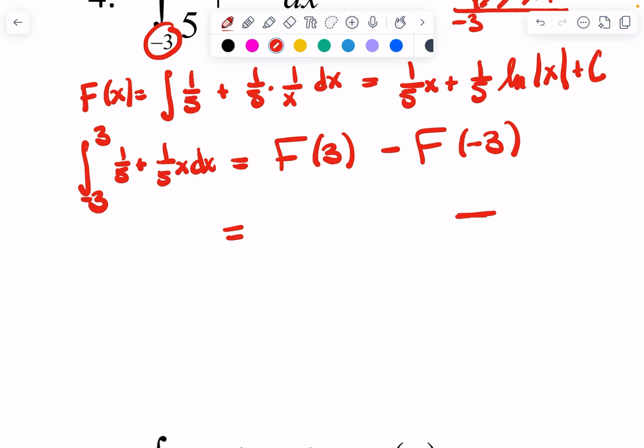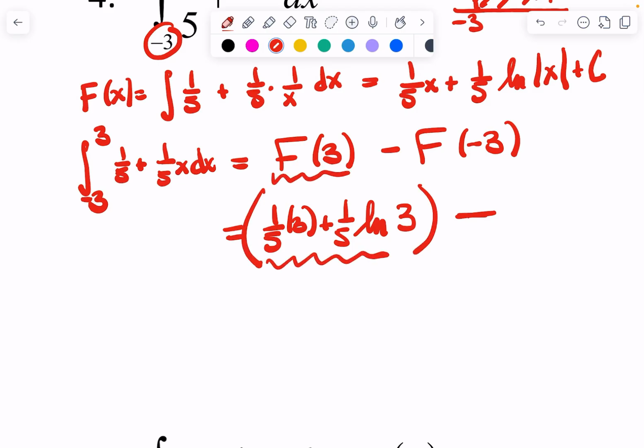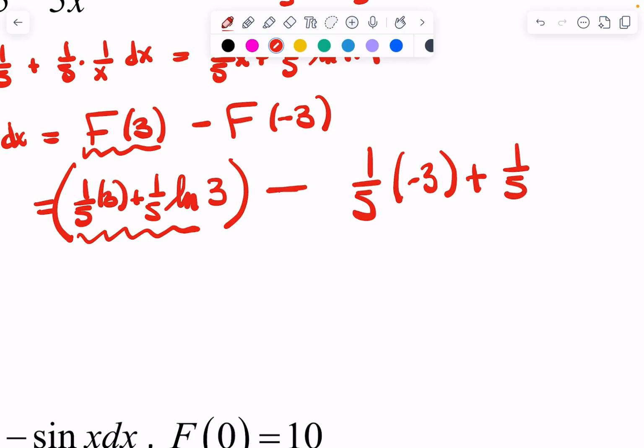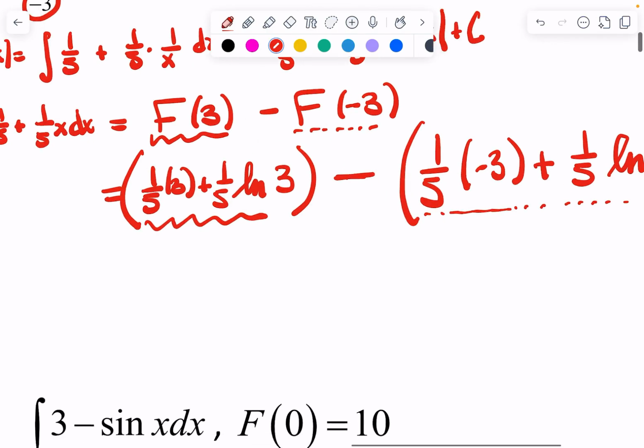Well, what's that going to be? Big F of 3, I'm going to actually just write it here. It's going to be 1/5 times 3 plus 1/5 ln absolute value of 3 is 3. That is the first one. That is this guy here. Now we're going to repeat with the negative. So we're going to have 1/5 times -3 plus 1/5 ln absolute value of -3, which is again ln 3. Remember, we're subtracting. I'm going to use a dotted line. That is the second one.